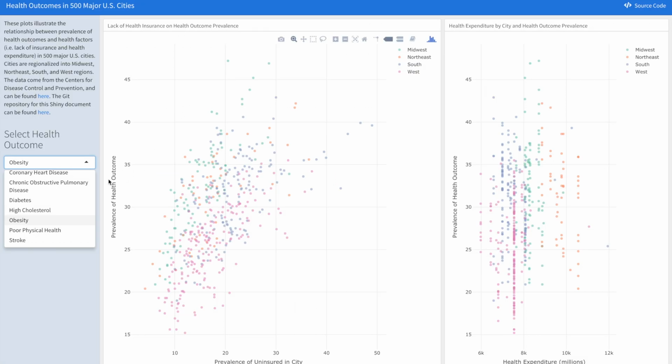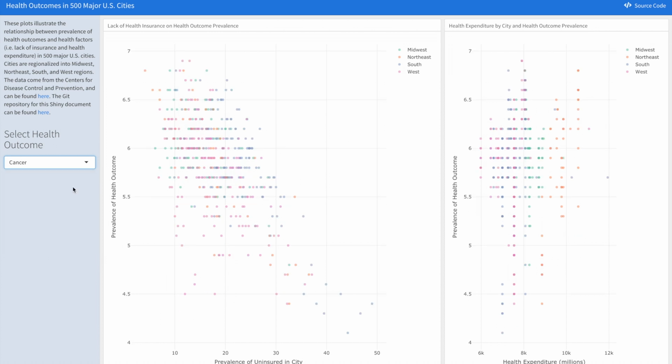Lastly, we generated plots to illustrate the relationship between prevalence of health outcomes and lack of insurance, and health outcomes and health expenditure. Typically, the percent of uninsured is positively associated with disease, but this association is reversed when the disease is cancer. However, the relationship between health expenditure and disease does not change too much across disease.